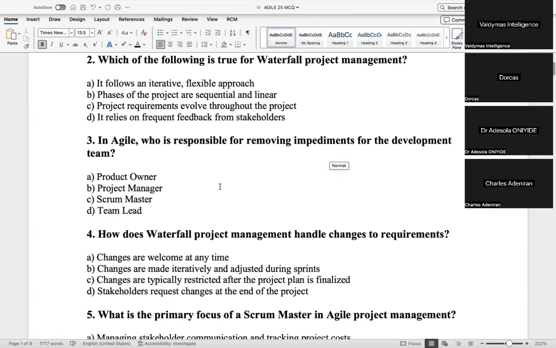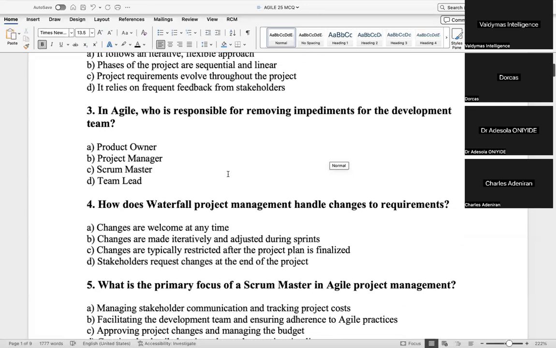Number 3, in Agile, who is responsible for removing impediments for the development team? A, product owner. B, project manager. C, Scrum Master. D, team lead. So we know it's not the product owner, and project manager is not in Agile. Team lead, except we mean maybe the development team lead. But C, the Scrum Master, is the answer.